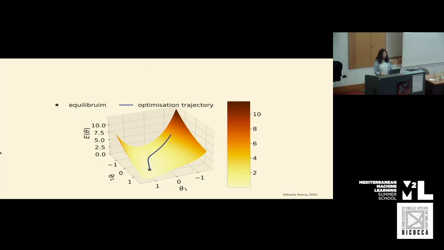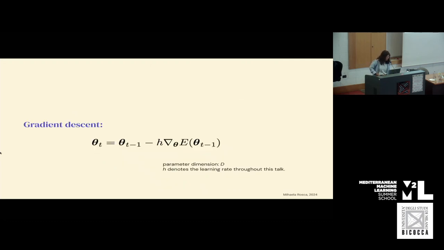Now, how do we usually do that? Well, we tend to do gradient descent or some of its variants. And here, again, to introduce some notation, we do iterative updates in the direction of the negative gradient. So we take the gradient at the current parameters, and we take a small step, this is the learning rate h, in the direction of the negative gradient.